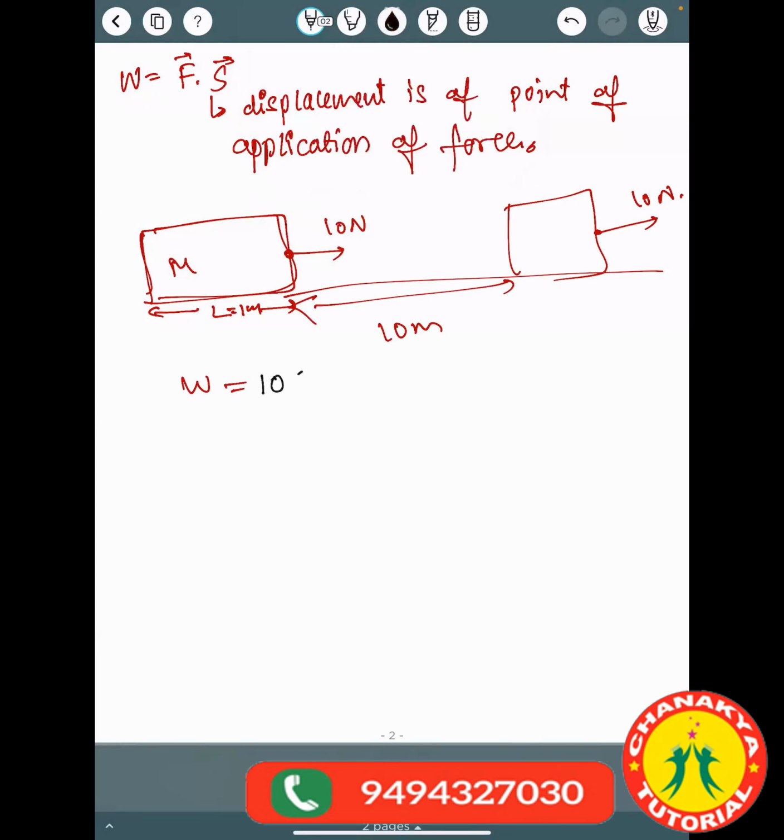10 is the force. What is the displacement? See, observe carefully. Displacement is of the point of application of force. So you have to see where the force is applied, at this point, and you have to see the displacement of this point. So this point has moved how much? 11 meters, 10 plus 1. These people have confusion. If you keep 10, marks gone. 11 you have to put. So it is 110 joule.